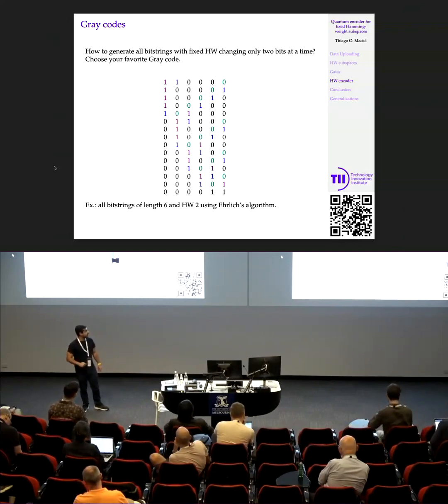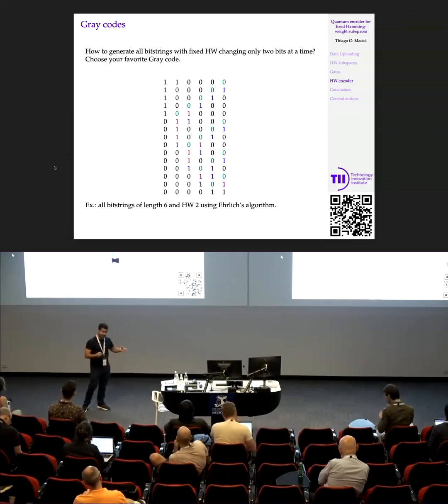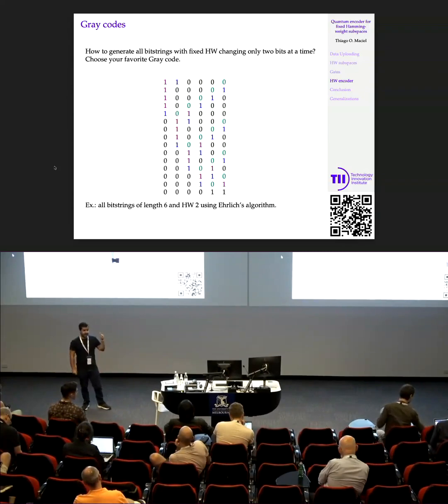Here, I'm plotting the whole table for 6 bits and Hamming weight 2. And I'm following this to try to construct a circuit for us here that's going to generate all the encoder for this particular case, okay? So we already know the angles, we already know the gates, but we don't know yet where to place these gates in the circuit. But that's exactly what we're going to do now.